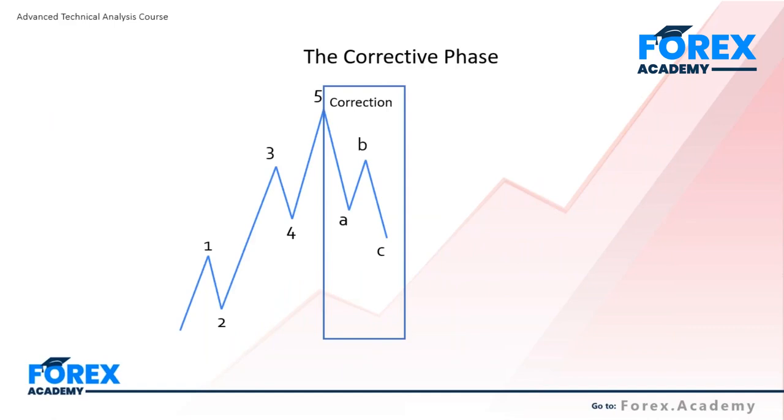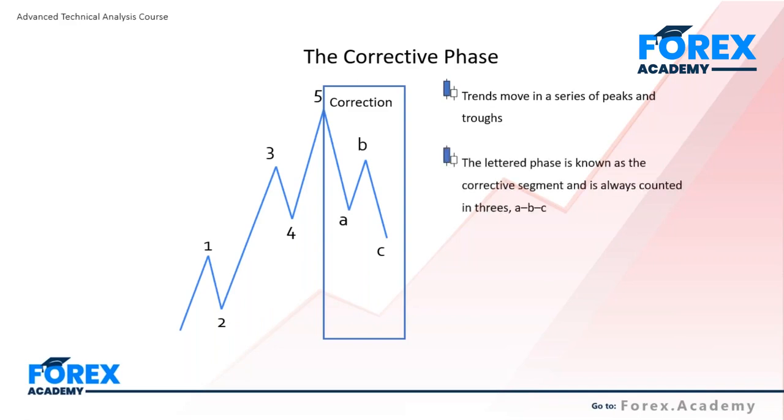Any move that moves in an opposite direction to the impulse is known as a correction. And remember, the trends move through a series of peaks and troughs. So if the trend is up, they'll move up for a period of time, and then they will pull back and move in a downward direction. That downward direction against the primary trend is known as the correction. It is also known as the lettered phase because it is labeled A, B to C, and because it is only made up of 3 waves.